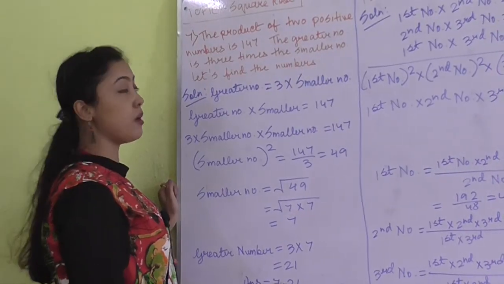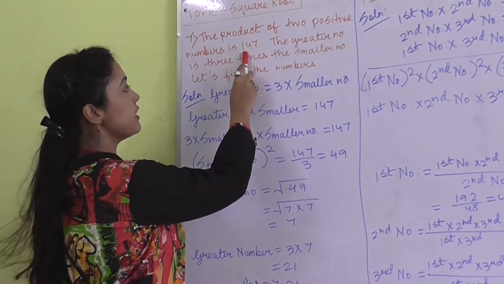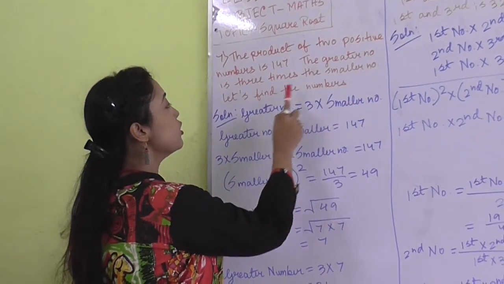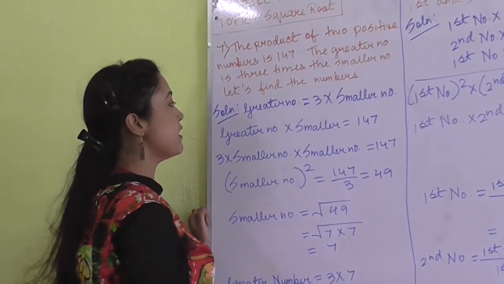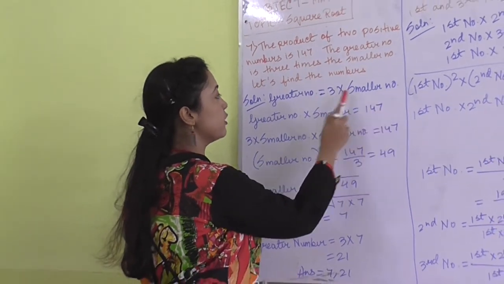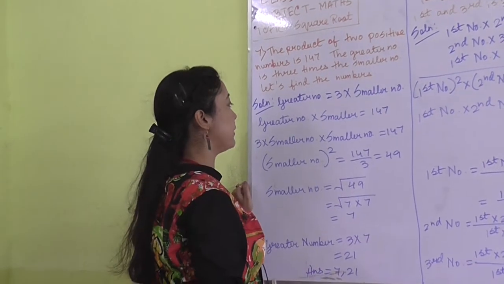Next, problem number 7. It is given that the product of two positive numbers is 147. The greater number is 3 times the smaller number. So let's find out the numbers. Since the greater number is 3 times the smaller number, we write the greater number as 3 into the smaller number.